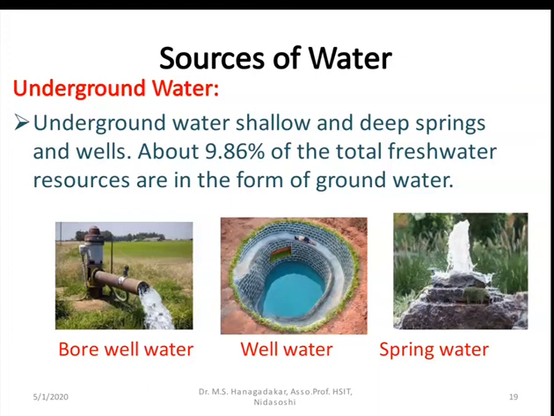Coming to the next part, underground water, under the title of sources of water. Underground water is found in shallow and deep springs and wells. About 9.86% of total fresh water is in the form of groundwater, which we are using for our usage. So this is about some important parts of the sources of water from this water chemistry chapter.